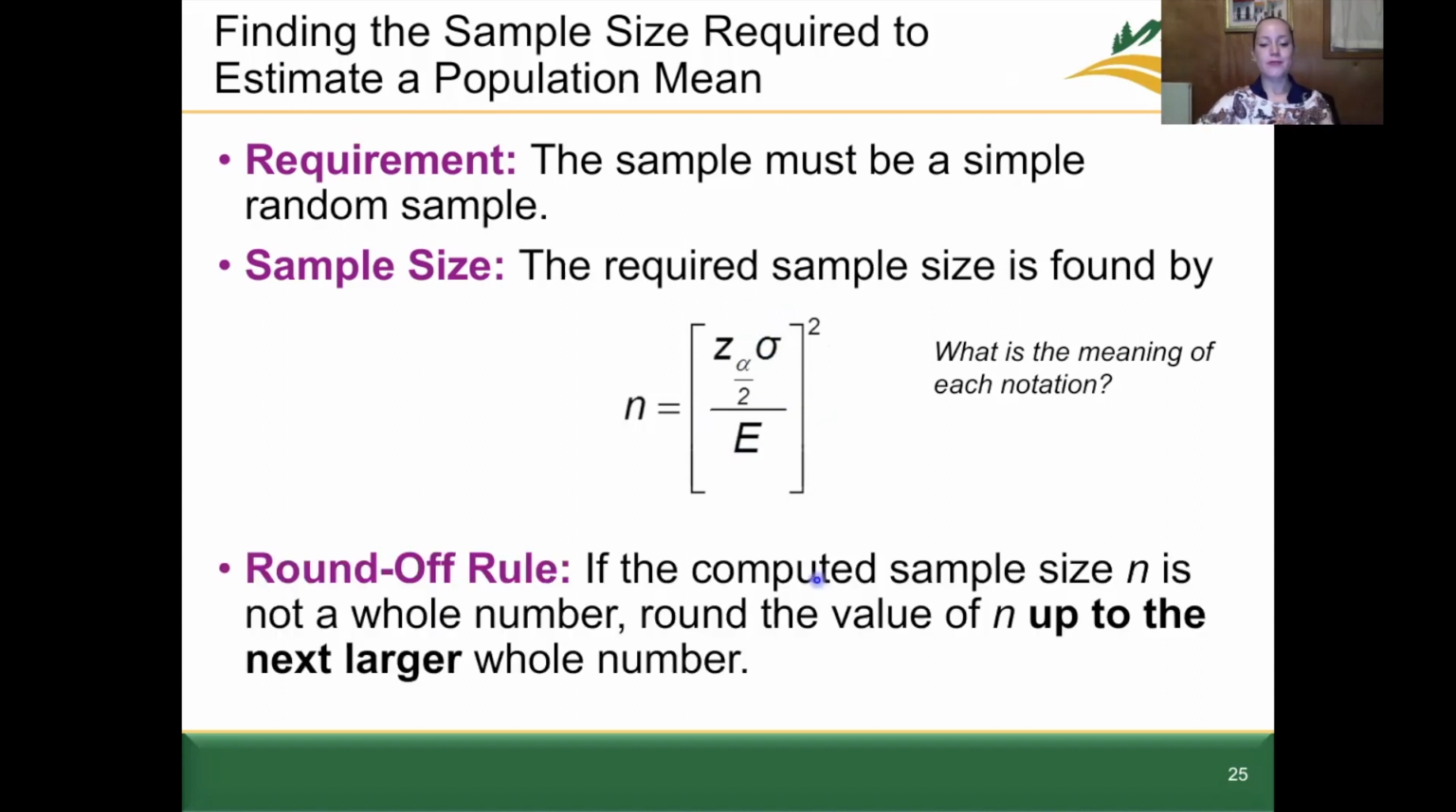Let's talk about the round off rule here. So if the computed sample size n is not a whole number, then we round the value of n up to the next largest whole number. This is the same round off rule you saw in 7.1 when we were also estimating the minimum sample size for a population proportion. Remember, in 7.2, we're working with population means rather than population proportions. And importantly here, if you're asked a question about estimating the sample size, then start to think about z subscript alpha over 2. Now you'll notice that sigma, or the standard deviation of the population, is within this formula.